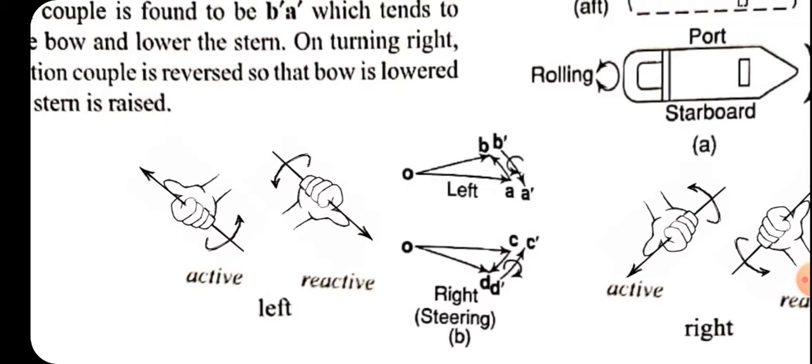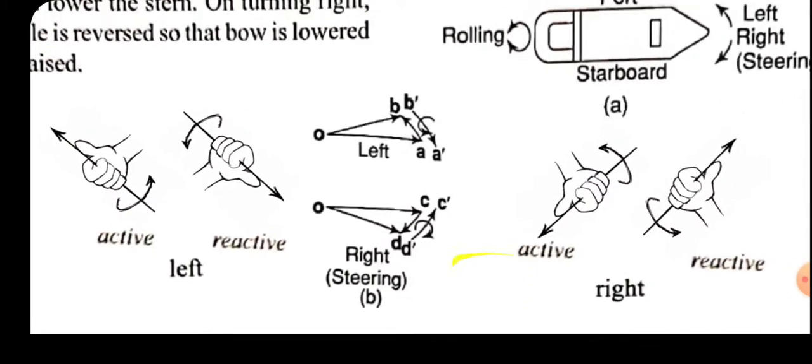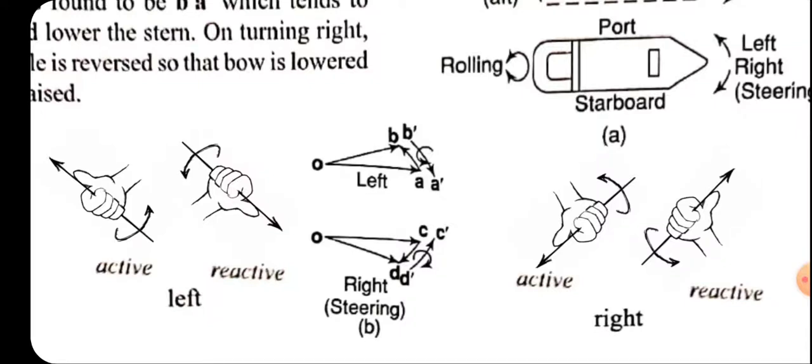Okay, but if we turn right hand side, then what will happen? The reaction couple will be D dash to C dash. As you can see from the reactive right hand rule, the rear portion will be upward and the front will be downward. Meaning we can say the bow is lowered and the stern is upward.